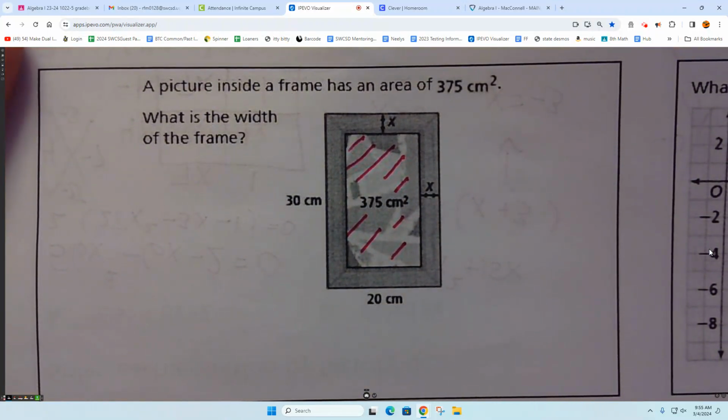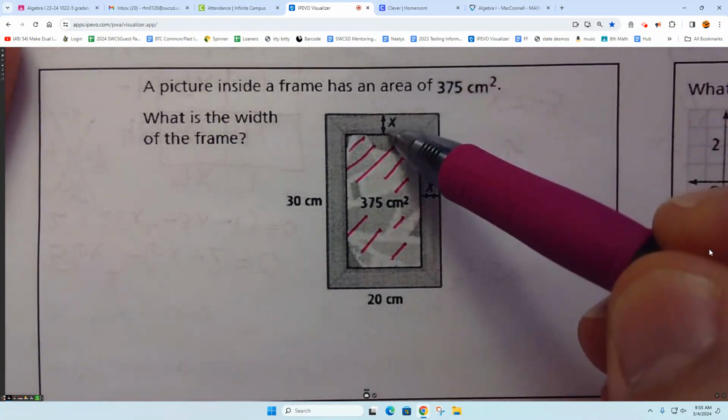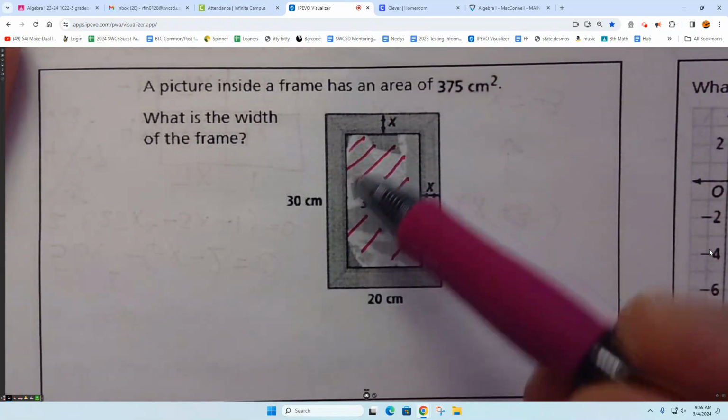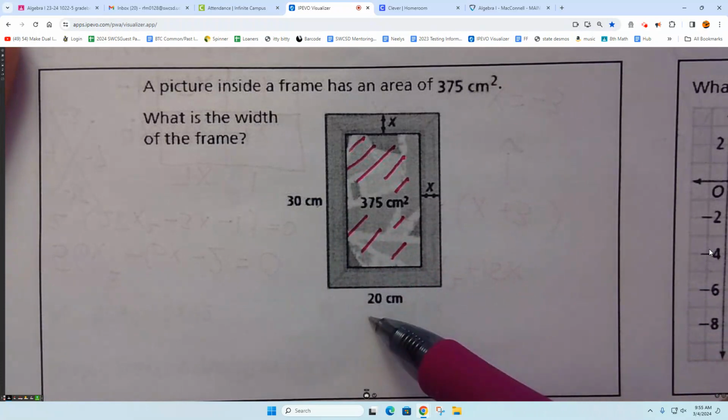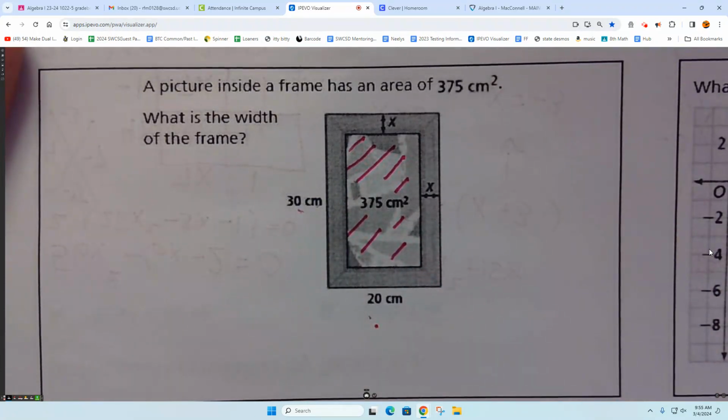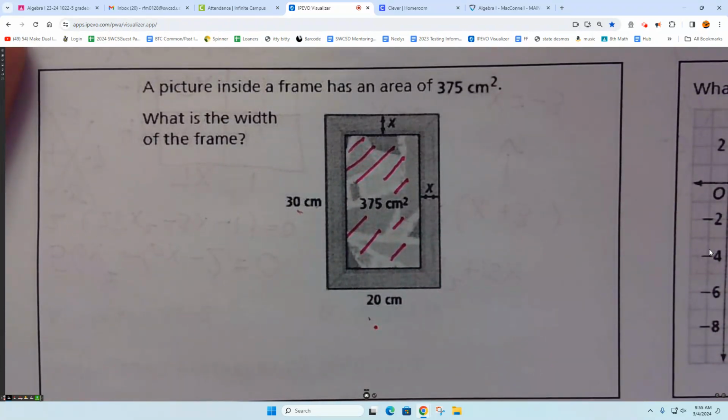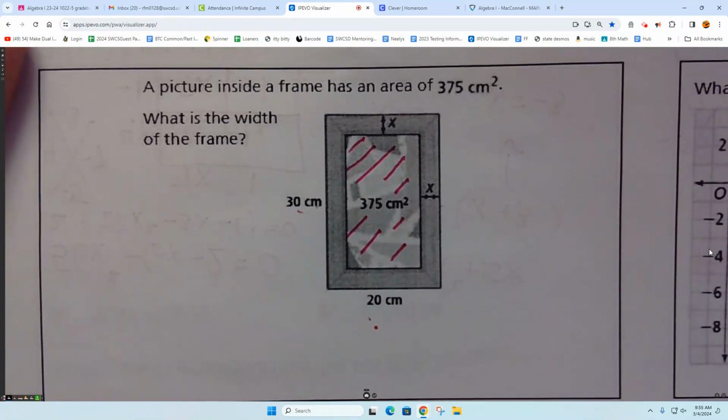So that's an area, and then they tell us that X is the width of the frame, and then when we get outside the width of the frame, we're going to have these measurements. Okay. Someone wants to know what the width of the frame is. What do you think? I think it's 2.5.